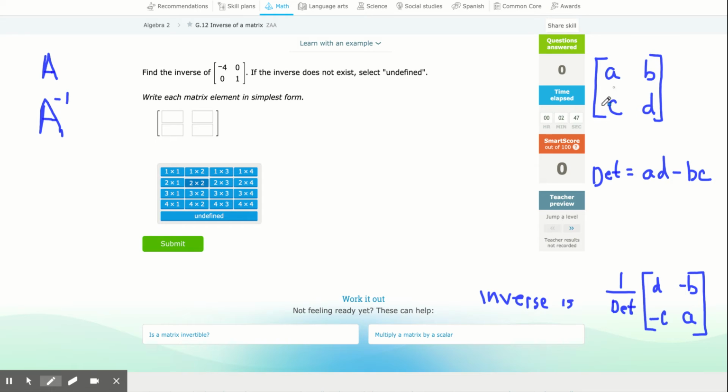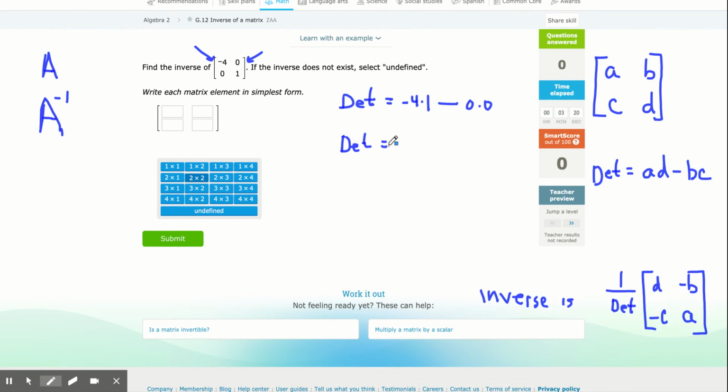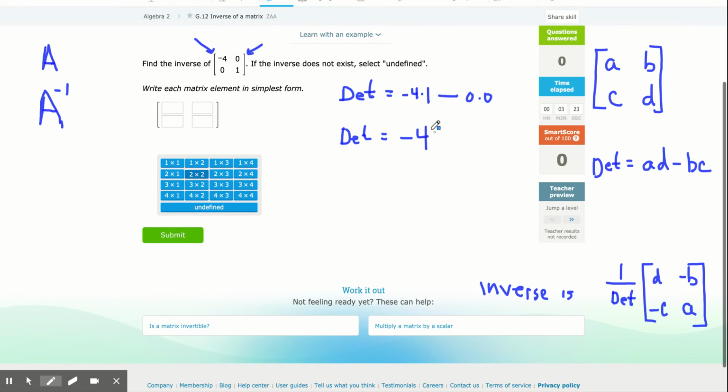The first thing we're going to do is calculate the determinant to determine if it has an inverse. Remember how we calculate the determinant: I multiply down this diagonal, -4 times 1, and I subtract the other diagonal multiplied together, 0 times 0. So the determinant for this matrix is -4, because it's -4 minus 0, or -4. If that had turned out to be 0, I would click undefined. Since it's not 0, the inverse does exist.